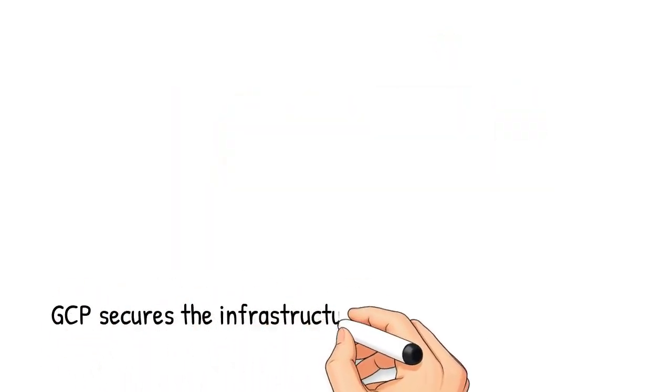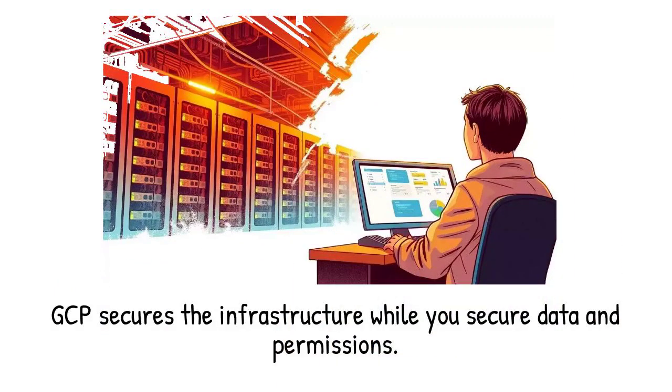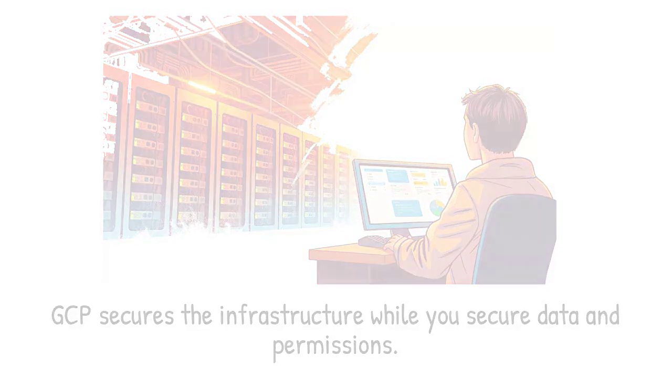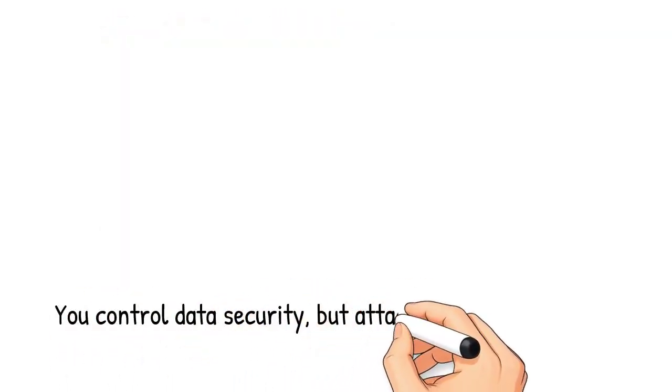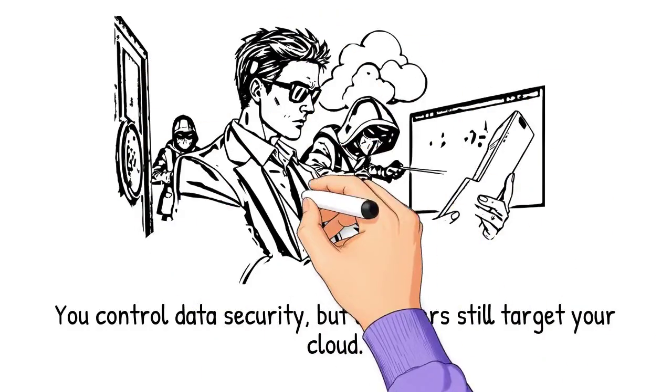GCP responsibilities, security of the cloud. GCP secures global infrastructure, hardware, networking, hypervisors, managed service infrastructure, encryption at rest by default, and global backbone security. Customer responsibilities, security in the cloud. You secure IAM roles and permissions, service accounts, VPC firewall rules, data classification, API security, and more. GCP reduces your risk by reducing your choices, but you still control the data, and attackers still want it.